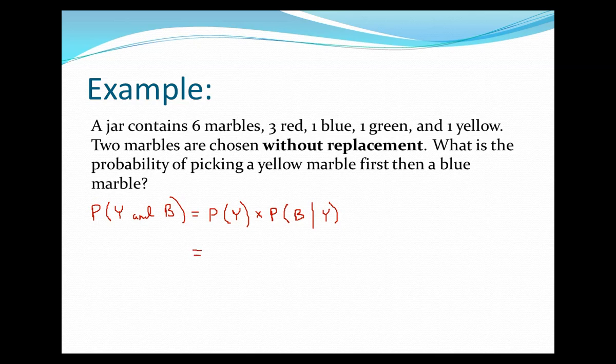If there is only 1 yellow, then that first probability is 1 out of 6. And given that we've taken 1 yellow, there is 1 blue marble left of the 5 marbles left in the jar, and that gives us a 1 in 30 chance of getting a yellow, then a blue marble. So look for those keywords. Without replacement, you're looking at dependent events. If you do have replacement, the events would be independent.